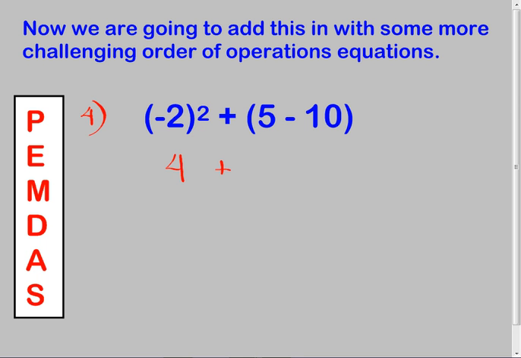What's this one going to give you? 5 take away 10. Evan, do you know what that one is? Okay, I have $5. You want to take 10 from me. What's wrong? I have $5 in my pocket. You want to take 10 from me. Very good. So you can do it. This is a negative 5. Here's where we make some mistakes.